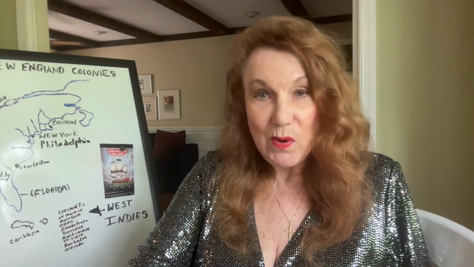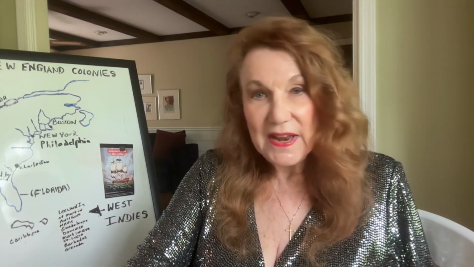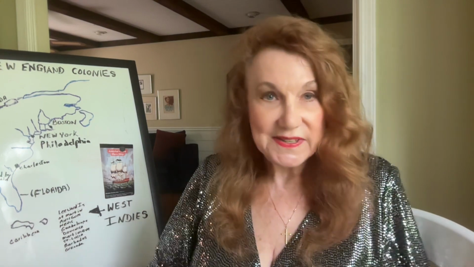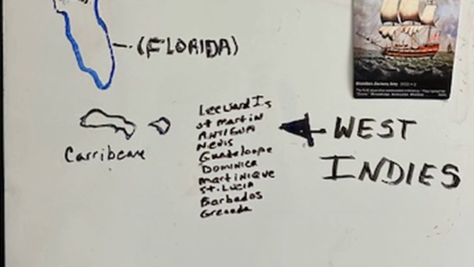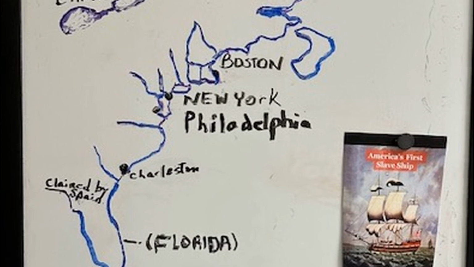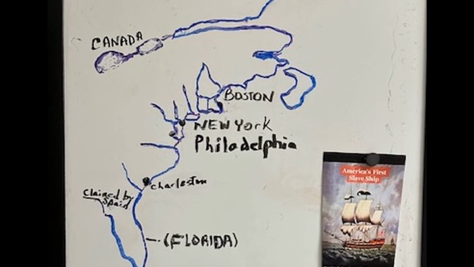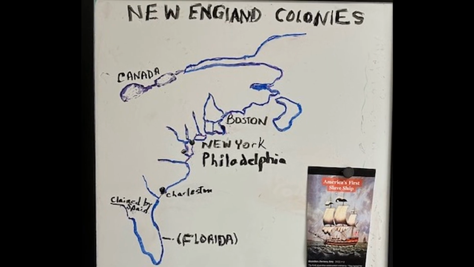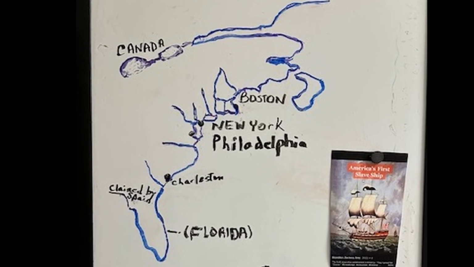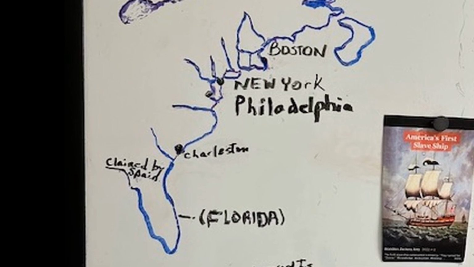The first is a whiteboard behind me that shows the top outline of the New England colonies and below it the West Indies. The video will discuss the relationship between New England and the West Indies. You can also see on this chart Boston, New York, and Philadelphia. At the lower part is an area that was claimed by Spain, which later became Florida.